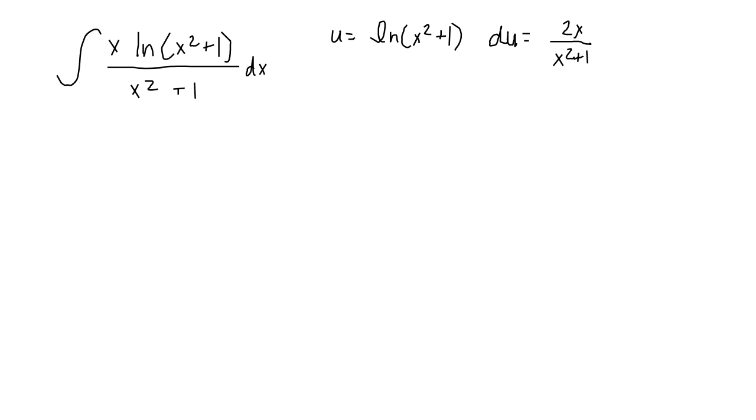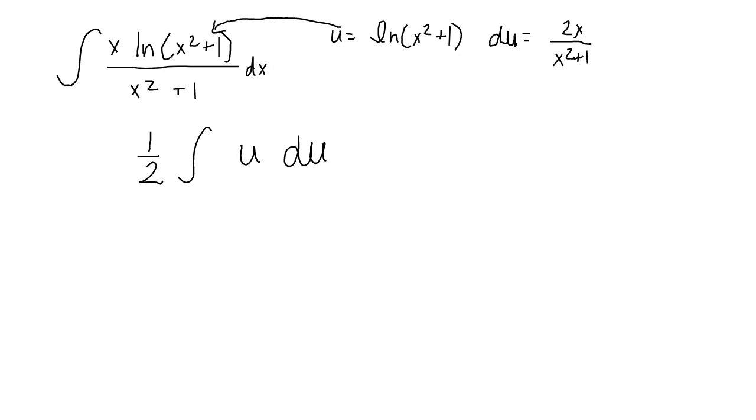This means we can simplify this integral by rewriting everything in terms of u and du. So if you pick this as u, you can replace this whole thing with u, and then you can replace the rest of it with du after you take out the 1/2. So we're going to rewrite this as 1/2 times the integral of u du.